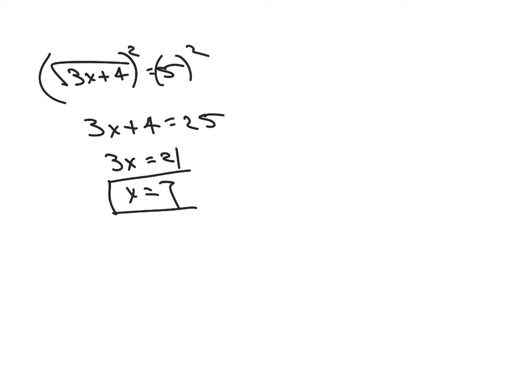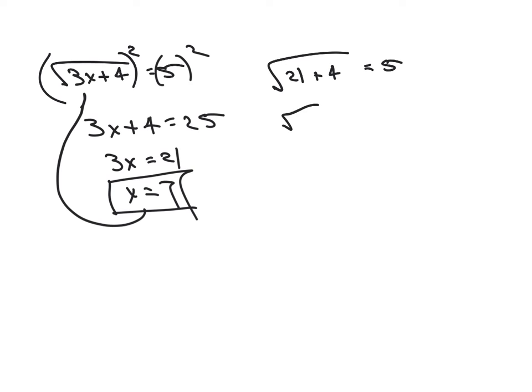Okay, now that's our answer. Now if we put 7 back into our original problem, we get the square root of 21 plus 4 equals 5. Square root of 25 equals 5. That is a true statement, so I know that I do not have any extraneous roots. Well, let's try one with an extraneous root, just to give you an idea of what that looks like.